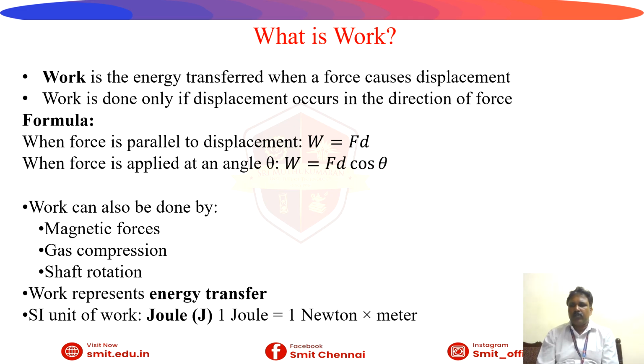Whenever we are moving one object from one place to another place, with the help of some work only, work will be added. Then only we can get some displacement, right? That is called W equal to F into D. When you are considering the angle theta, then we have to consider W equal to F D cos theta. The unit of work is joule, that is Newton meter. Work can also be done by magnetic forces, gas compression, and shaft rotation. These are termed as work. Unit is joule, joule is nothing but Newton meter.